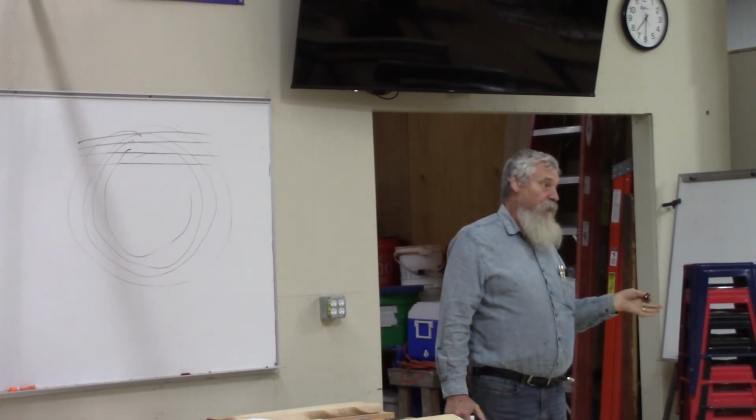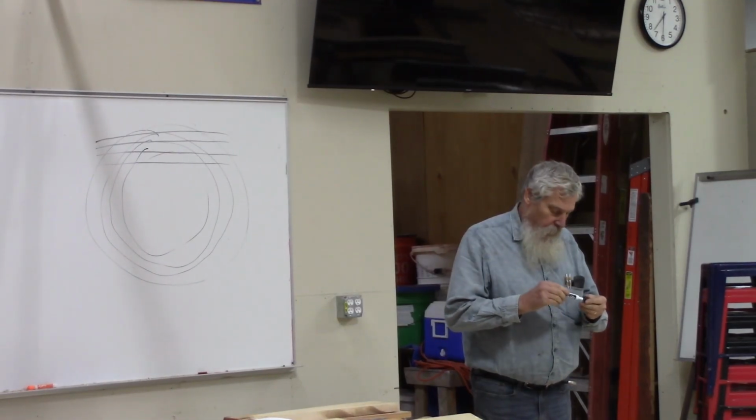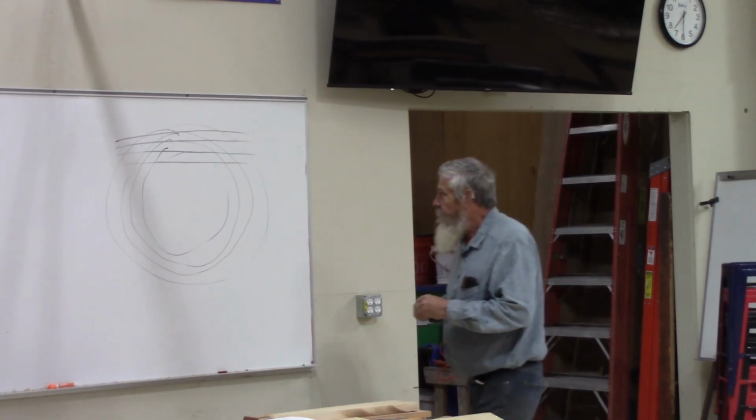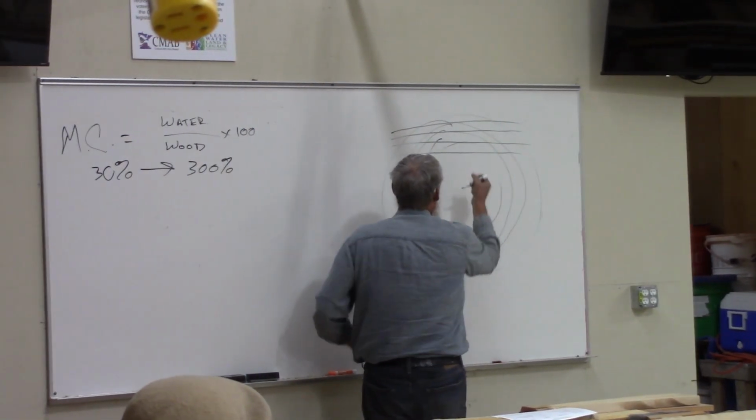Depends on the species of tree. That's what I was going to ask, the species. So everything's different, okay? So when you cut these boards down, so this is plain sawn.